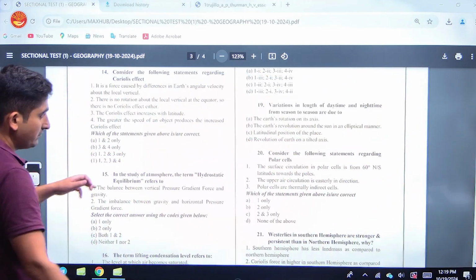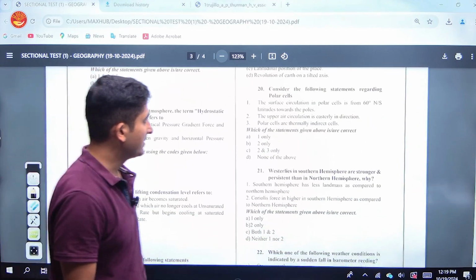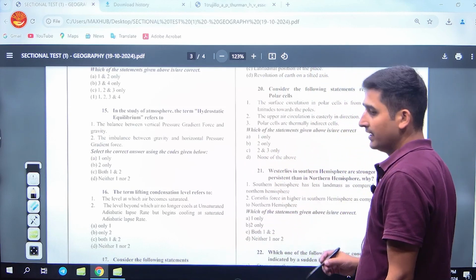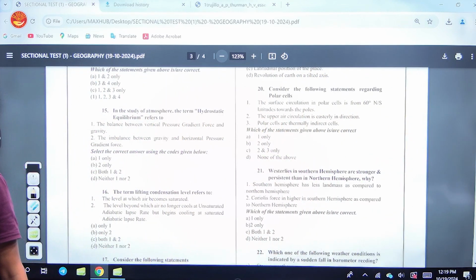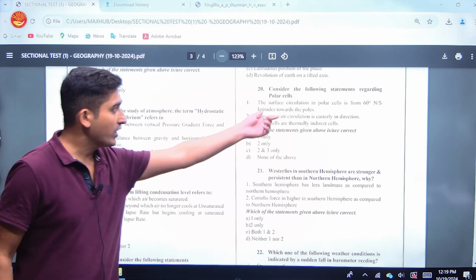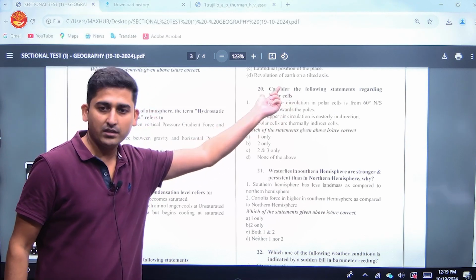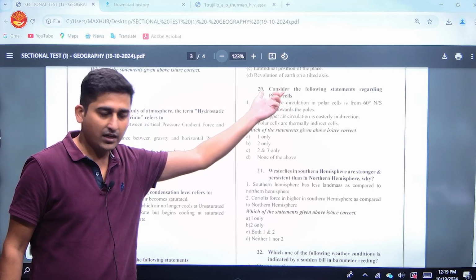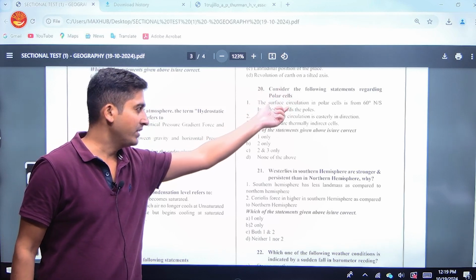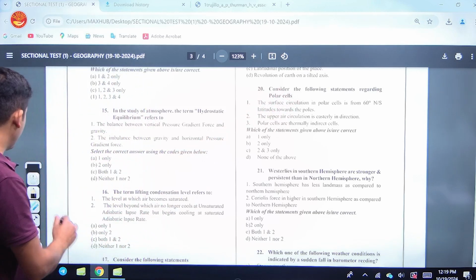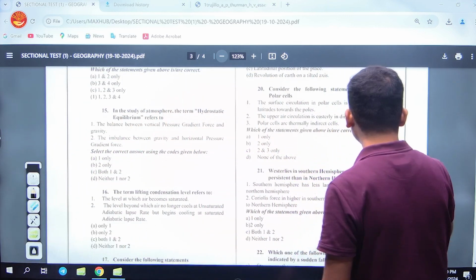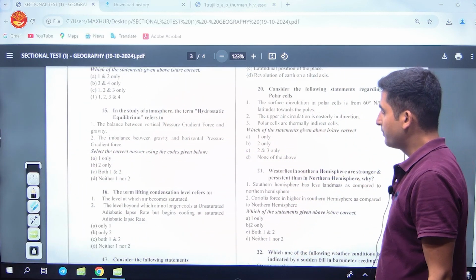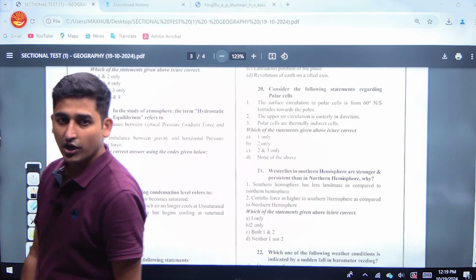Okay, consider the following statements regarding polar cells. You remember the different cells that were there. We have discussed the tricellular model of atmospheric circulation. So this is the statement regarding the polar cell, and we will see what statements are given there. The first statement is: the surface circulation in polar cells is from 60 degrees north and south latitudes towards the poles. Is it right or wrong?